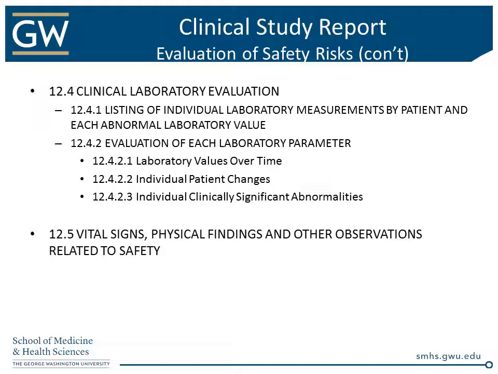Now we'll move forward again, continuing on the safety sections in a CSR. We're now to section 12.4, clinical laboratory evaluation. This is where many sponsors present this data by reorganizing the entire section by laboratory parameter type. For example, presenting all hematology, all serum chemistry, the urinalysis, or any other labs. Most ICH elements are still addressed, but just in a different order.